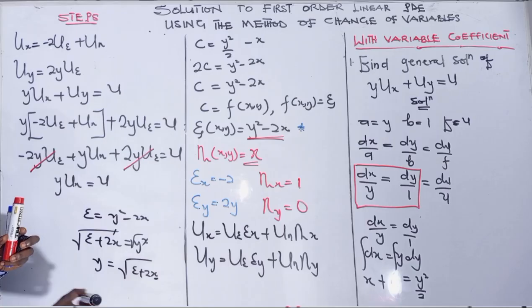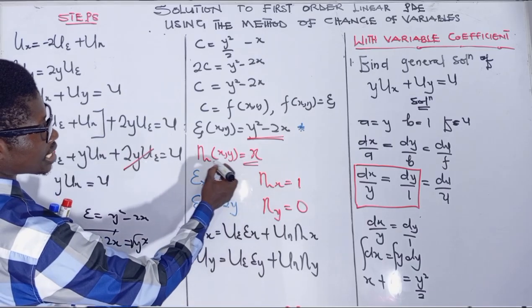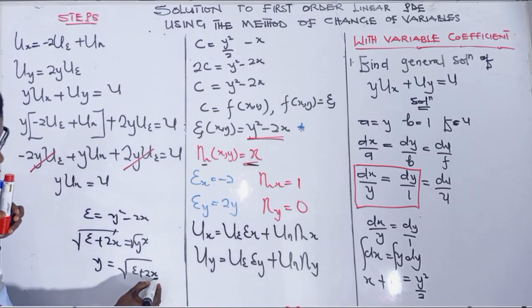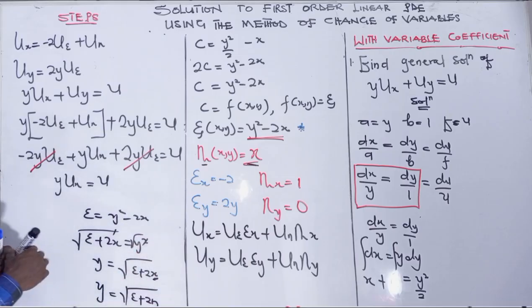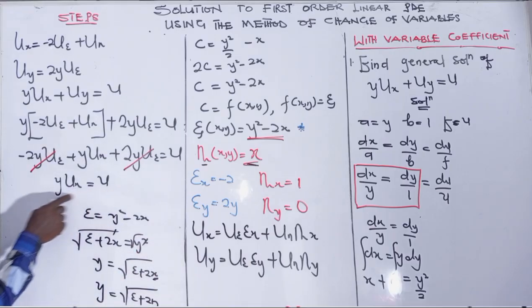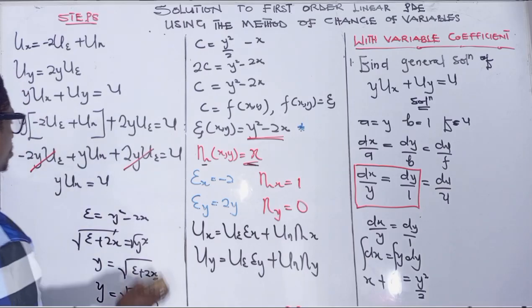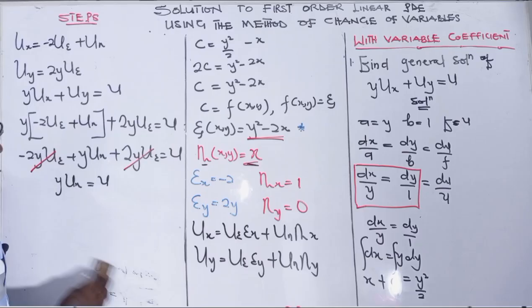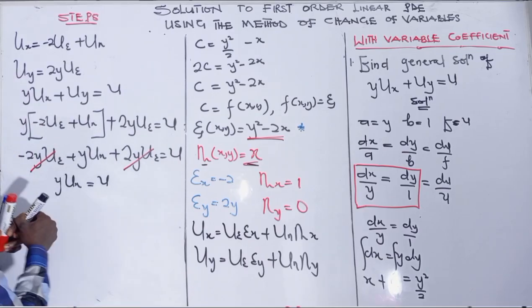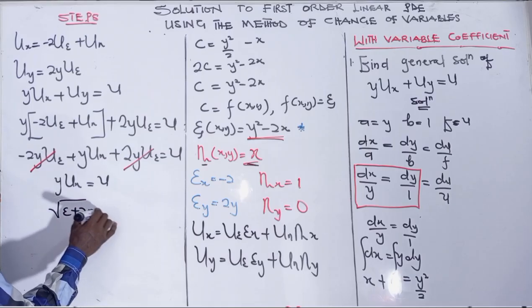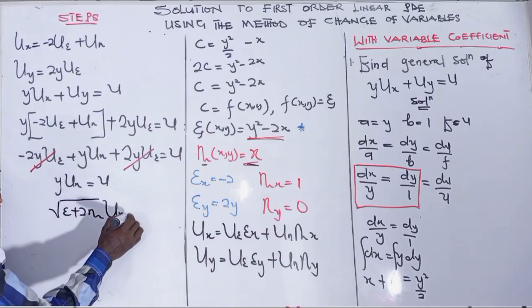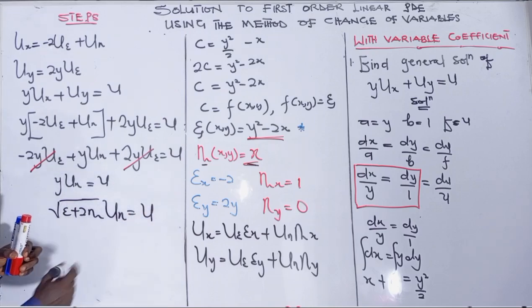We said that we don't want to see any x or y in the general solution, so we have to change this x to either xi or eta. And we know that eta is equal to x, so it means that we can replace it with eta here. So we have our y is equal to root of xi plus 2 eta. So it means that wherever we see y in this solution, we are going to plug in the whole of this. So we have the square root of xi plus 2 eta, and then we have u eta is equal to u. So from here, we can separate the variables.